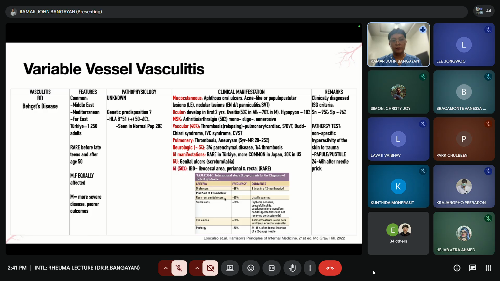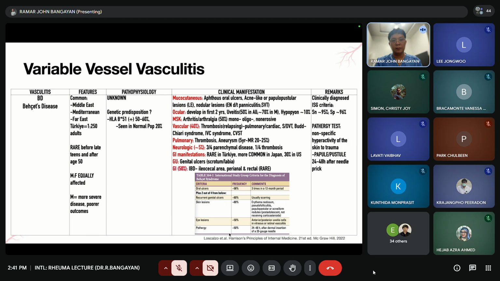You have recurrent genital ulcers. Usually they are scarring. You have skin lesions other than oral ulceration in the form of folliculitis, erythema nodosum, papulopustular, or even acneiform lesions. You have eye lesions also. It's either uveitis, whether anterior or posterior, and or involvement of the vitreous or retinal vasculitis. That's why it's important to refer these patients to ophthalmologists for fundoscopy to check for inflammation of these vessels.